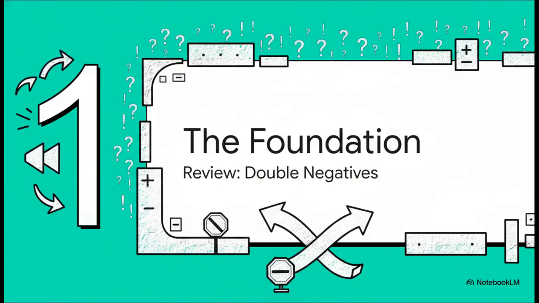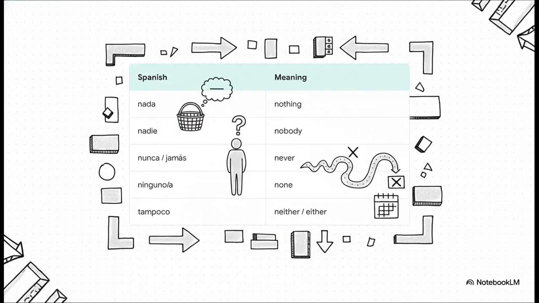To figure out why that sentence is a no-go, we've got to take a quick step back and look at the foundation of all Spanish negatives. Now, this is a concept that might feel a little backward to us English speakers, but it is the absolute essential first step. Okay, so you've probably seen these words a million times, right? Nada for nothing, nadie for nobody, nunca for never. These are the basics. Think of them as your toolkit. These are the building blocks you're going to need for any negative sentence in Spanish.